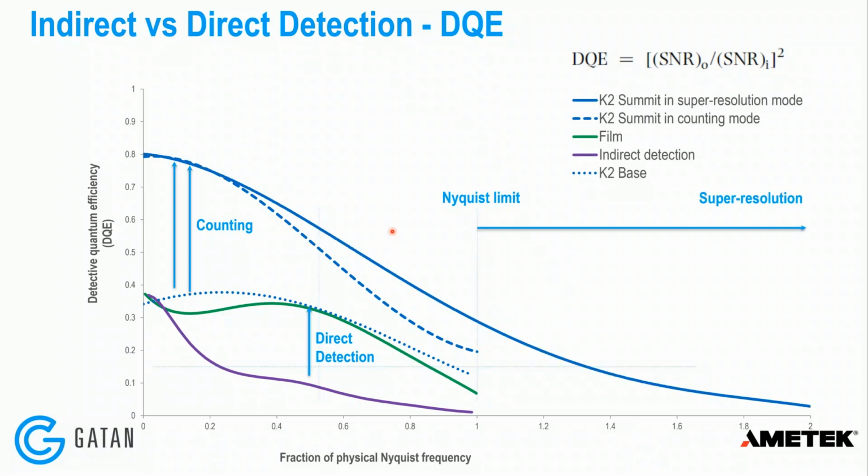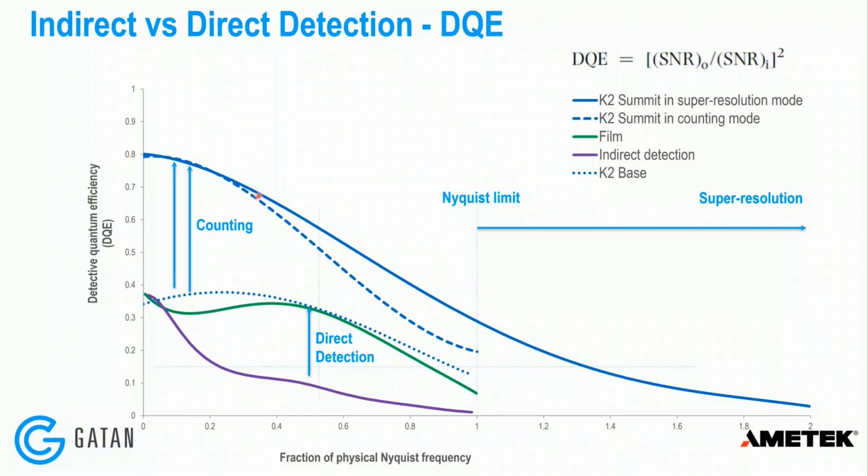Again, we have another concept called super resolution, which we'll touch on in the next slide. Super resolution does something neat. We actually end up with more pixels in the image than on the sensor, which is great for field of view. One of the big advantages is that we boost our DQE at low spatial frequency, and we also boost the DQE with respect to regular counting right up to the Nyquist limit.